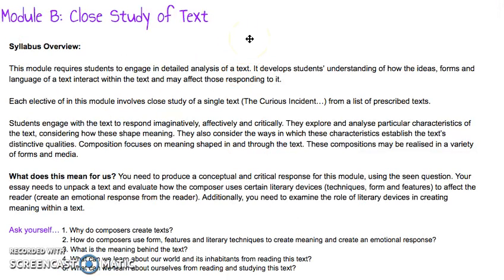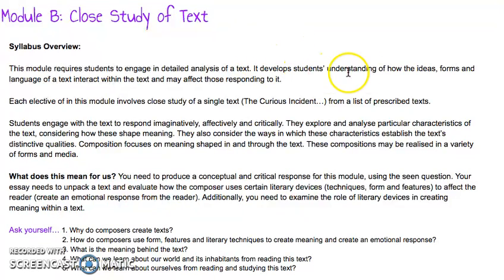So this module requires students to engage in detailed analysis of a text. My understanding of what I've taught my class, when it comes to the word analysis, just think of it as staying inside of the text. So, of course, that goes hand in hand with the fact that this module is a close study of a text. So you're really looking at all of the distinctive features and characteristics found within a text, and you're studying them very closely to then extract what is the meaning behind this text and how it can really challenge the world in which we reside.